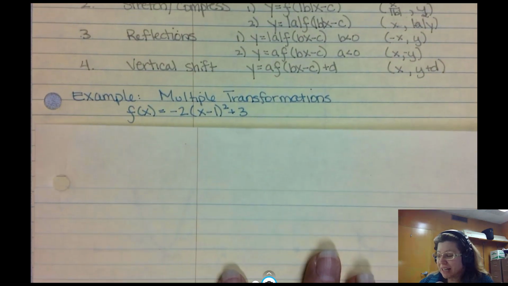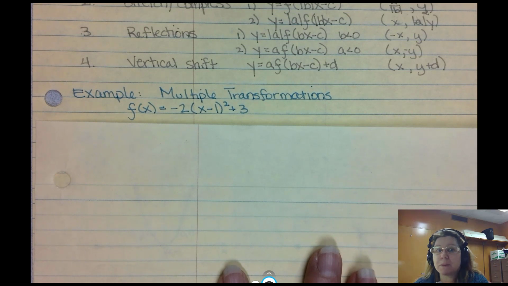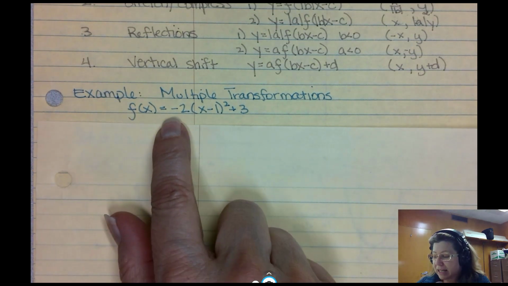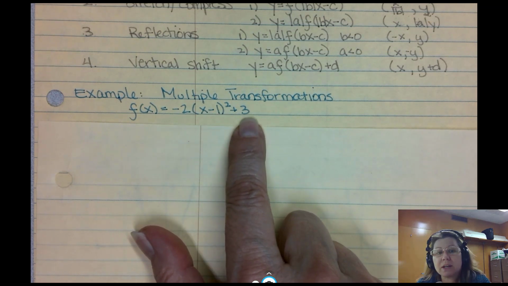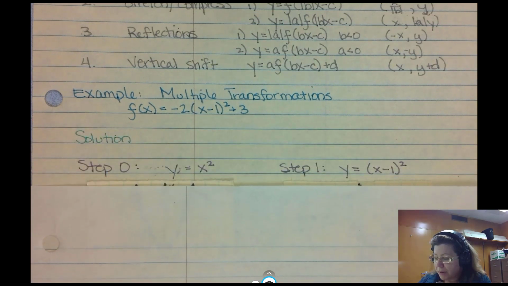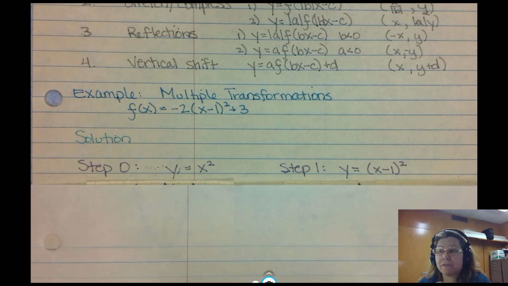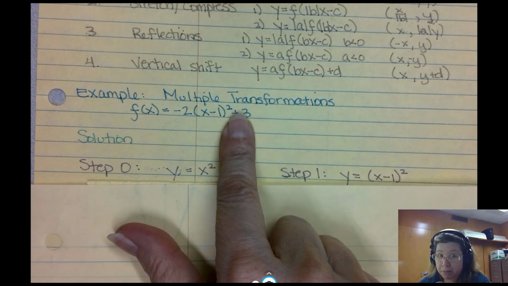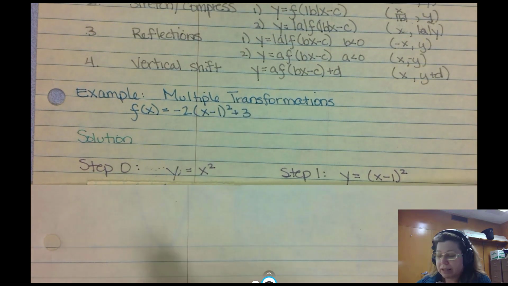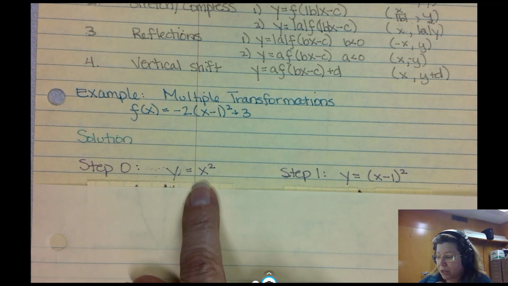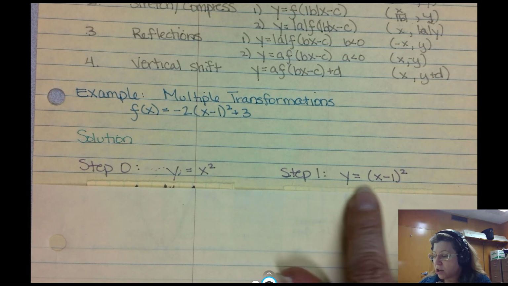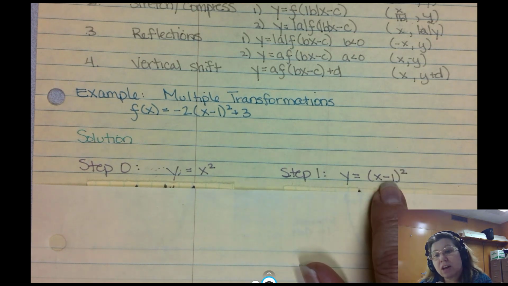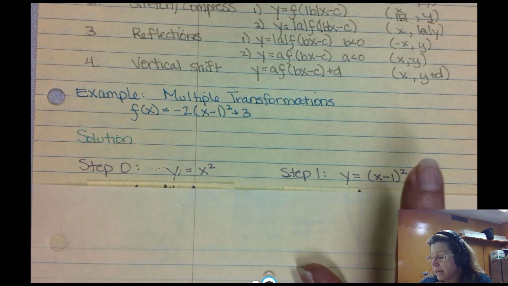So are you ready? Here's a big one. Let's take a look at this multiple transformation. Our function f of x is negative 2 times (x minus 1) all squared plus 3. We're going to do this in steps. Our first step is to figure out what is the primary function that this beast of a problem came from. And it looks like it's x squared. So if our original equation is y equals x squared, then our first thing is our horizontal shift. We want to shift everything over to the right 1.